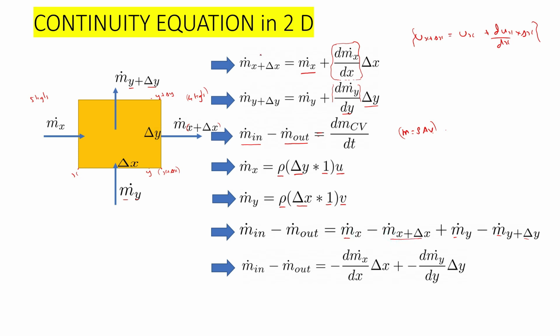We look at these two equations. We will substitute m dot x plus delta x, that is equal to m dot x plus dm dot x by dx into delta x. So it will become minus dm dot x by dx into delta x. Similarly, if you substitute m dot y plus delta y from this equation, you will get m dot y plus dm dot y by dy into delta y. So this will be these two.